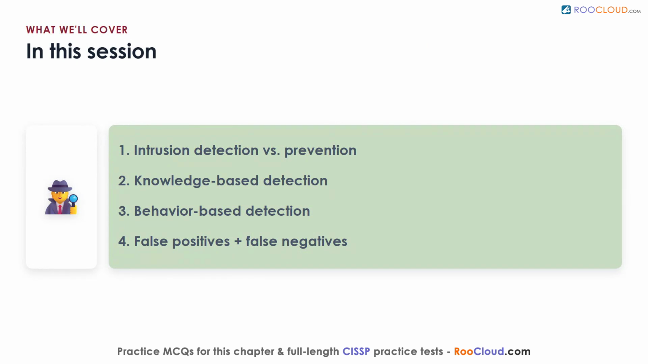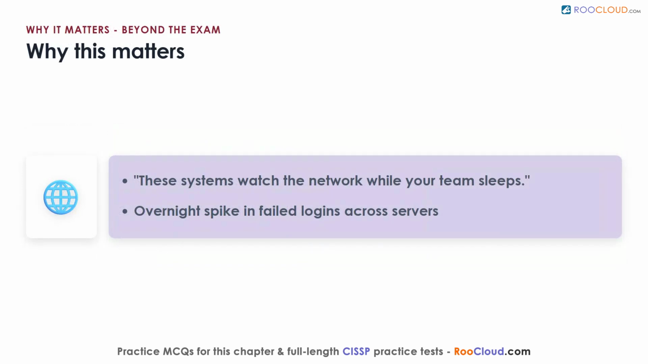We'll answer several questions. What is an intrusion detection system, and how does prevention differ? How does knowledge-based detection spot attacks? How does behavior-based detection spot attacks instead? And what do false positives and false negatives really mean? Why does this matter beyond the exam? Because these systems are the eyes watching your network while your team sleeps.